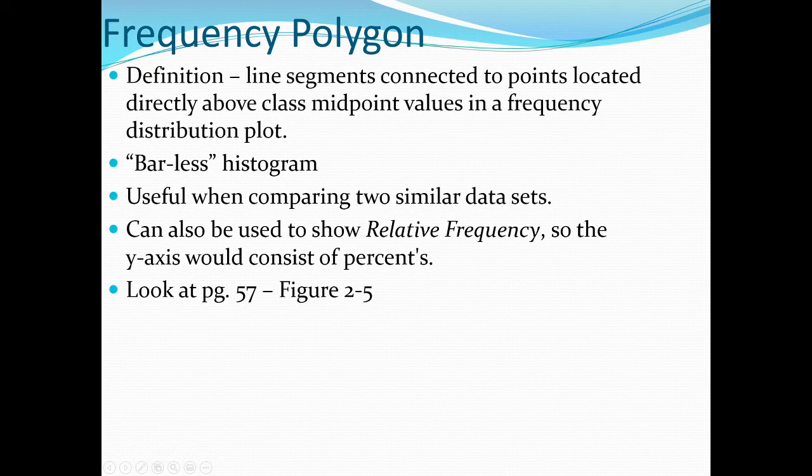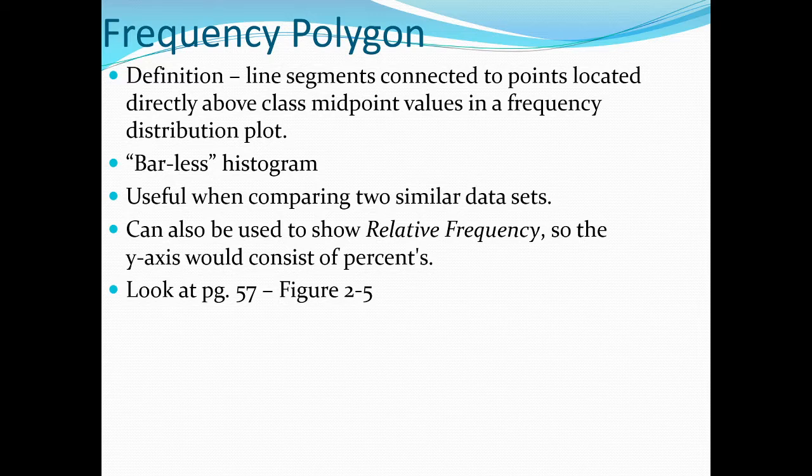A frequency polygon is basically kind of like a barless histogram. Instead of using bars, it just uses points. It's kind of like a line graph almost, but it's good at showing trends or comparison between two data sets. So again, it basically does everything a histogram does, but it shows it in terms of a line graph, more of a trend-type curve rather than just categorical data almost.